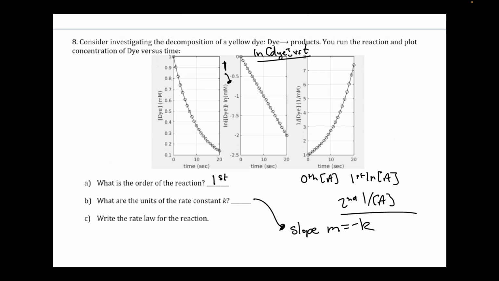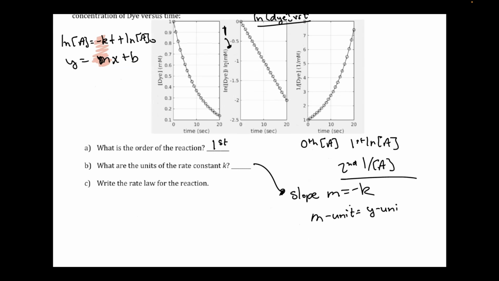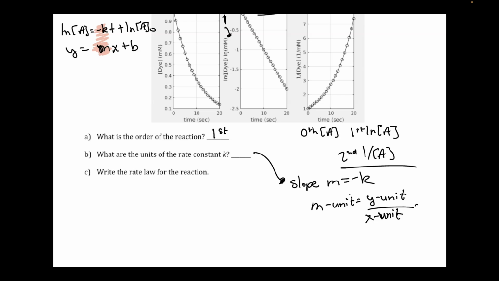If we look at the key equation here, it's ln of A is equal to minus kt plus ln of A0. So negative k goes in the position of the slope, so the slope here is equal to negative k. And the units of the slope are rise over run, something that will come up again and again on this sort of exam: y unit over x unit. So this is 1 over seconds is our units there.